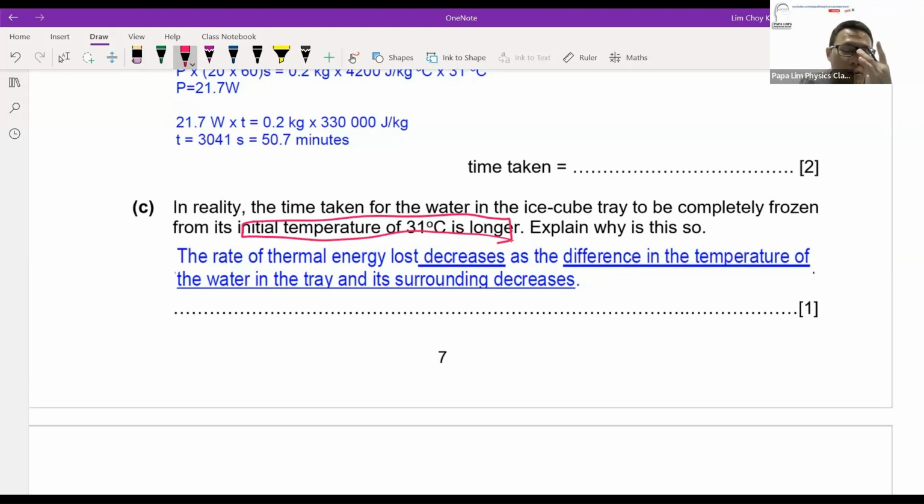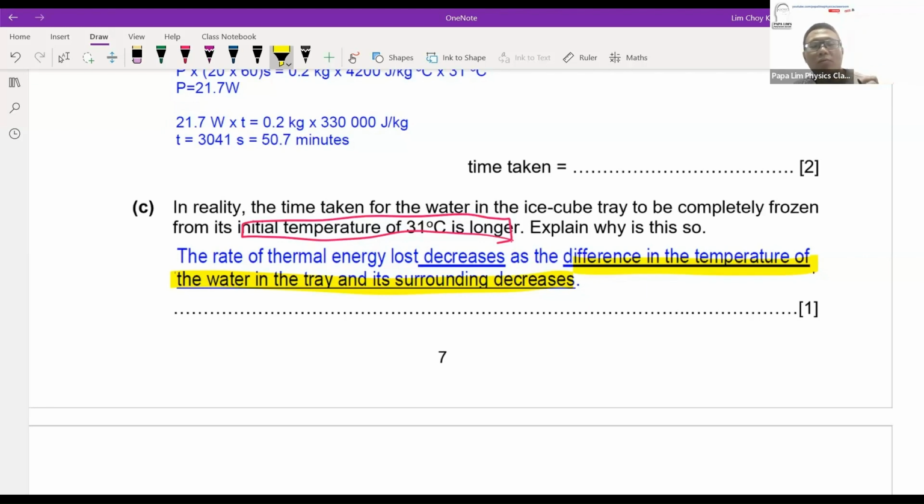Because as the temperature difference between the object and the environment decreases, as the temperature drops nearer and nearer to room temperature, you'll find that the rate of heat loss actually decreases. It's not a constant rate. But what I did in part A and part B is I assumed that the heat loss occurs at a constant rate from 31 degrees Celsius all the way down to 0 degrees Celsius. So this assumption is actually not valid. In real life, the rate of heat loss is decreasing. It's not a constant rate.